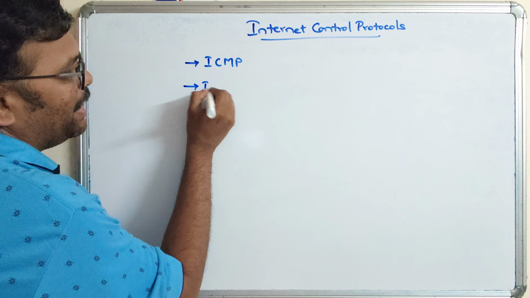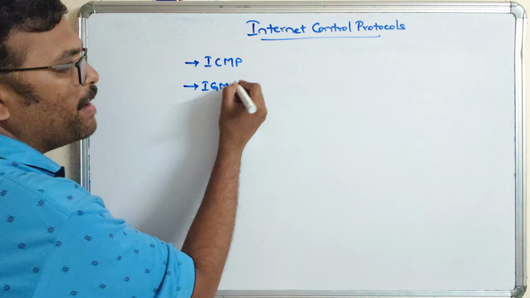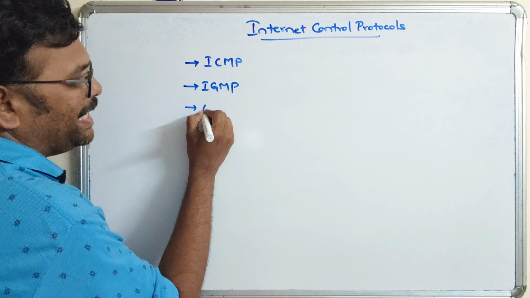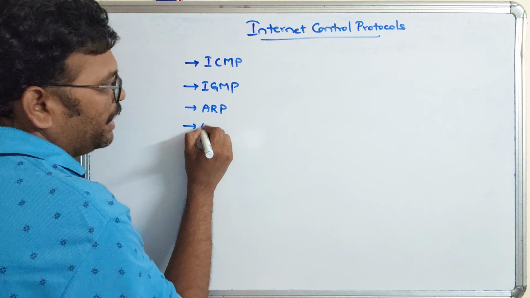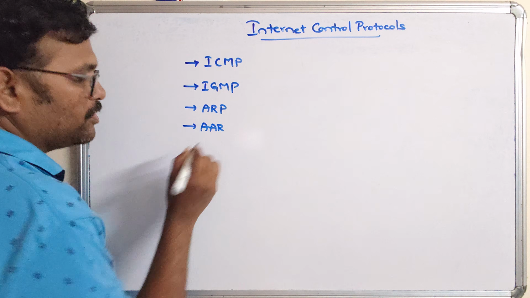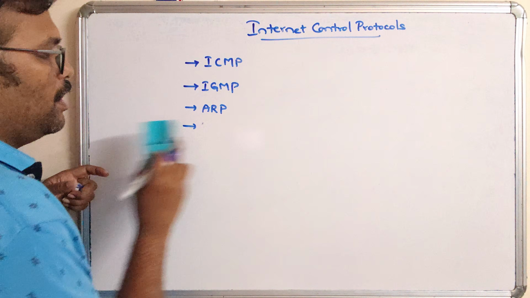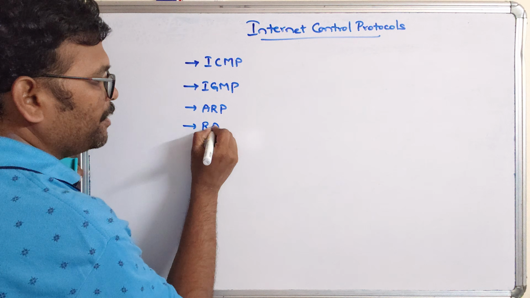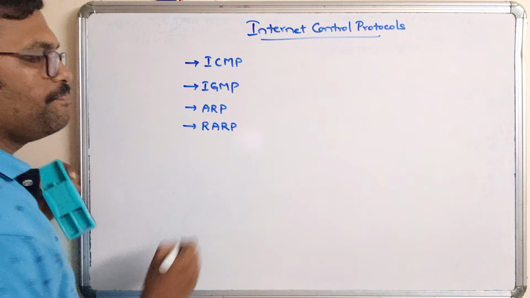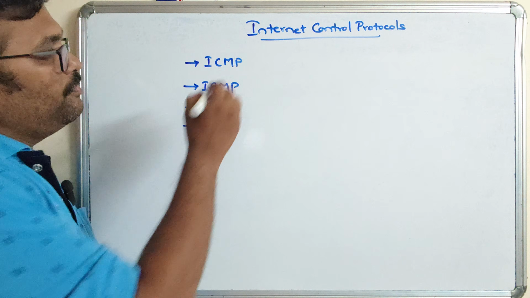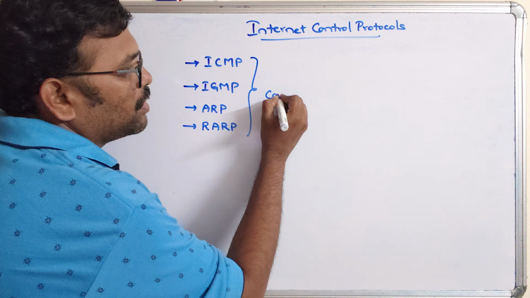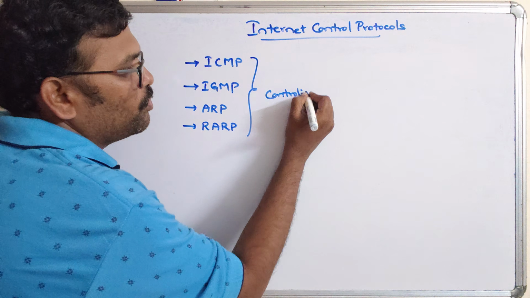Next, IGMP, Internet Group Management Protocol. ARP, Address Resolution Protocol, and RARP, Reverse Address Resolution Protocol. Mainly these will be used for controlling the messages, control messages.